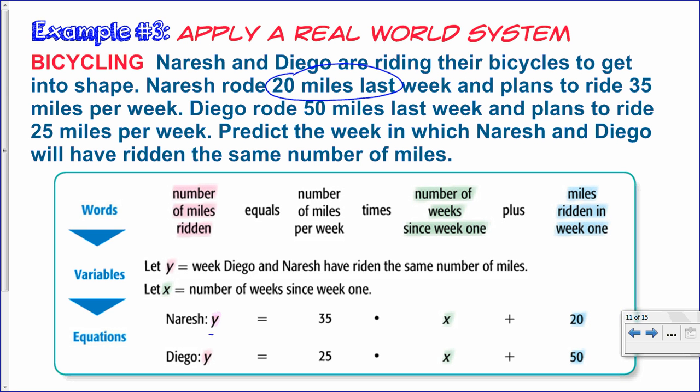Okay, so right down here for Naresh, y equals 35 times x plus 20. That's my first equation. And you guys understand, how many people do I have? I have 2 people. How many lines am I going to have? 2. Y'all see it? Write this down. Write these equations down. Make sure you write his name down. And then write Diego down.